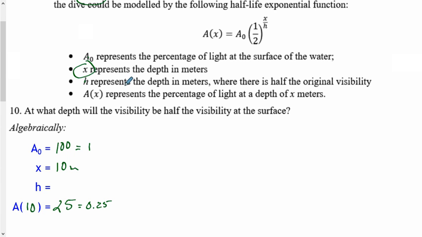Final thing is the depth in meters where there's half visibility. Well, that's what we're asked to find in this question. So as we look here at number 10, at what depth will the visibility be half the visibility of the surface? So what we're solving for is this h value.